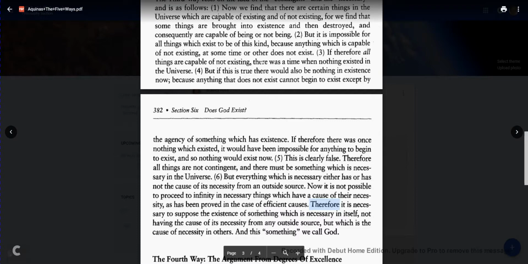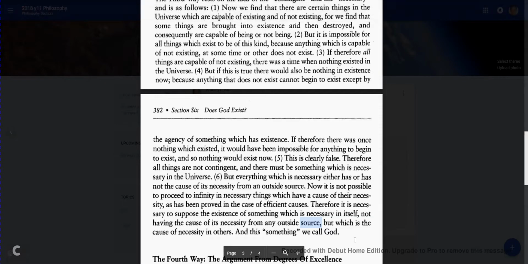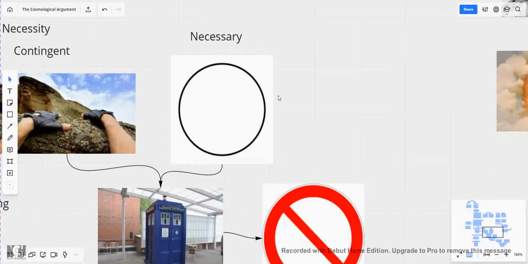Therefore, it is necessary to suppose the existence of something which is necessary in itself only, not having the cause of its necessity from an outside source, like the circle, but which is a cause of necessity in others. So basically, God put in motion the necessity of logic and everything else, which is basically what we're talking about. Alright, so our man here is actually saying the necessary logic of the circle was created by God because he believes that the circle's necessity or necessary logic was generated from an external source. I don't agree with that.